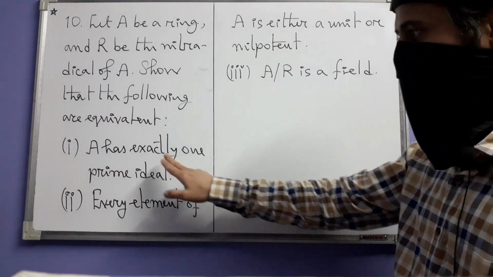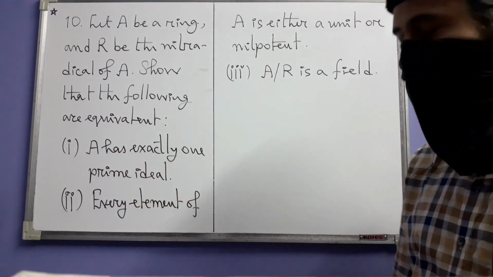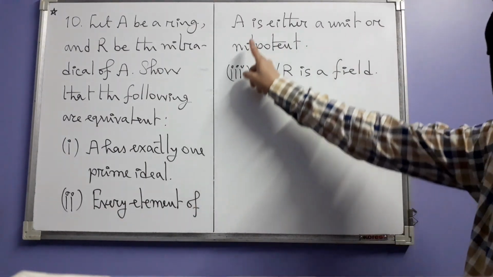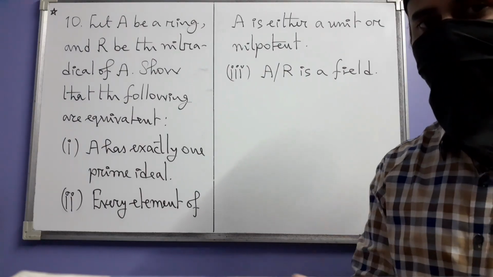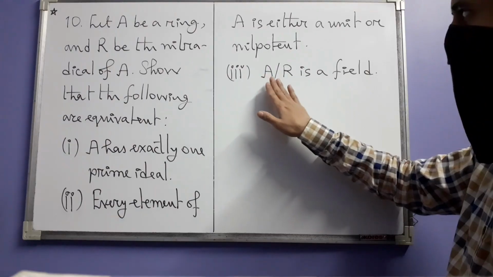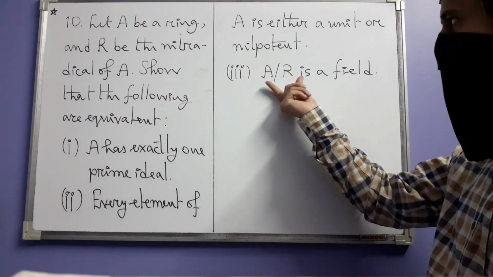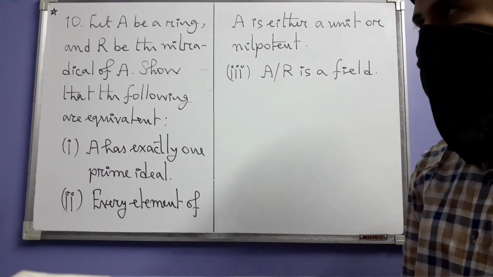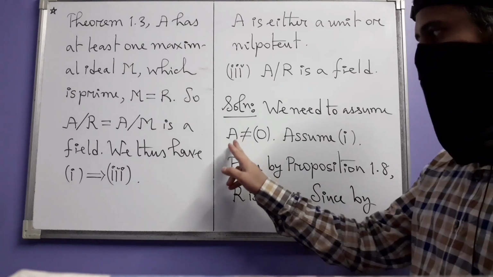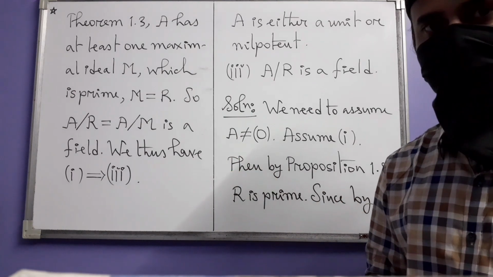The first statement is that A has exactly one prime ideal. The second one says that every element of A is either a unit or nilpotent. And the third one states that the quotient ring of A by that nil radical R is a field. Although it's not given in the exercise, I am sure that the author means a non-zero ring, because without that assumption the exercise just loses meaning.